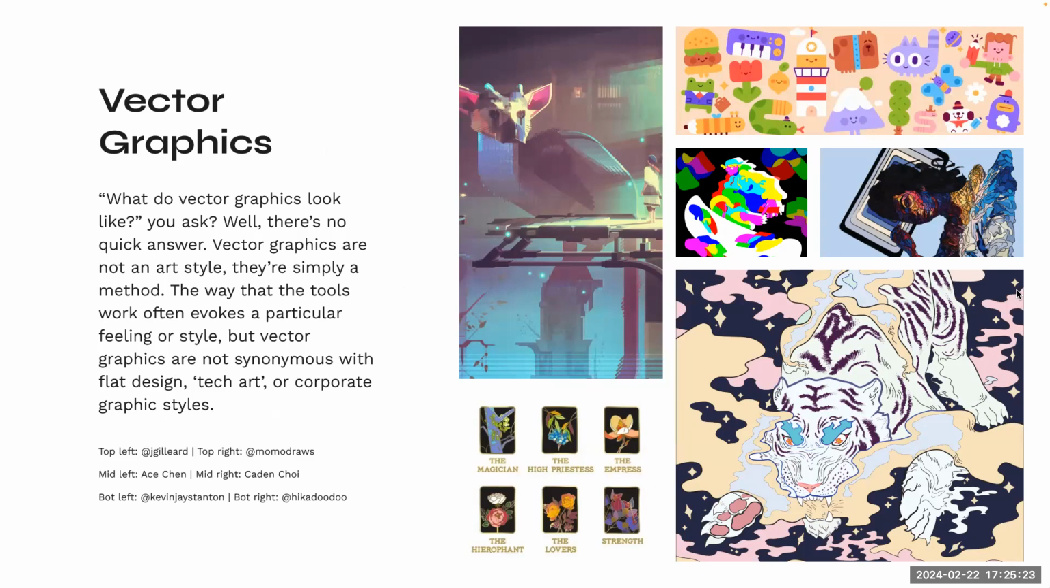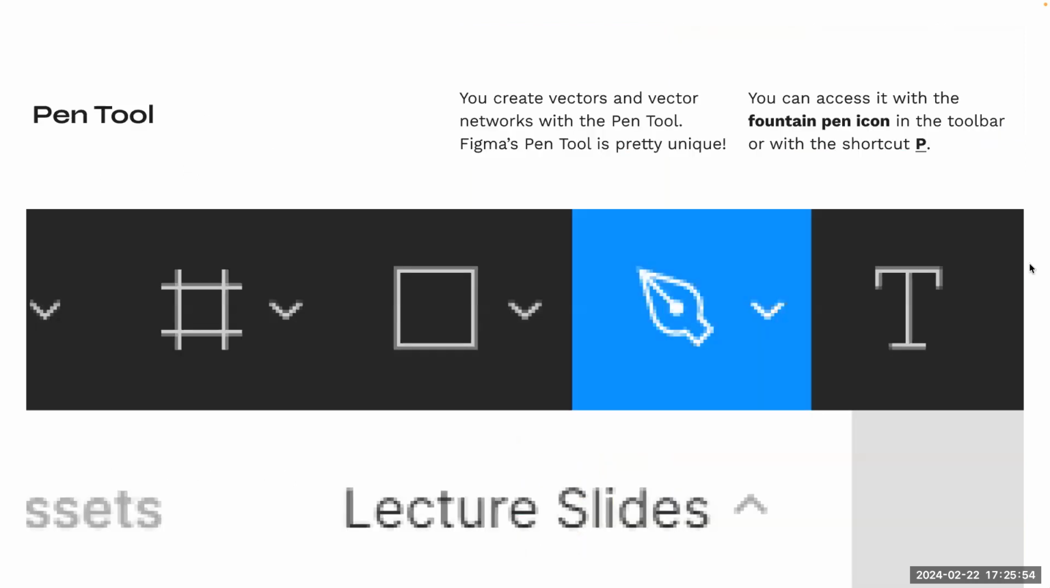So you'll see all these examples. A few of them are past Figma staff, but you'll notice they all have different styles artistically, but they're all made using vectors. They're all shapes that have a lot of math behind them, so you can use them in other things more easily, basically. But they're not synonymous with flat design, tech art, or corporate graphic styles. So you can do anything you want with vectors.